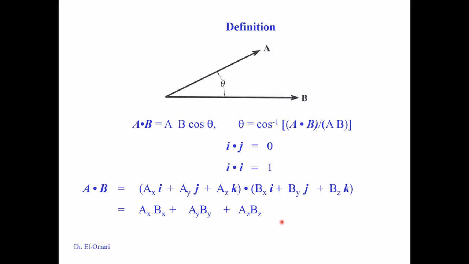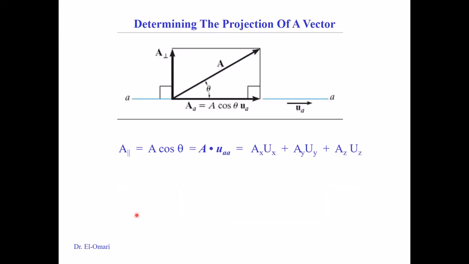So whenever you need to find a dot product of two vectors, you need first to represent the vectors in Cartesian vector form, in x, y, z format, or i, j, k, and then multiply the x components, the y components, and the z components, and then add them together. So how do we use that?